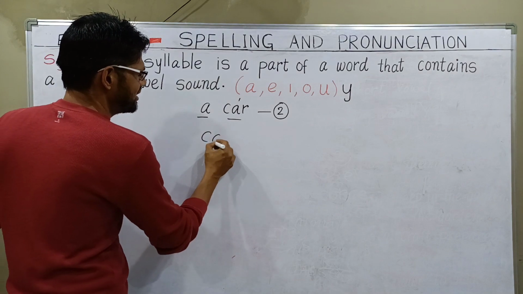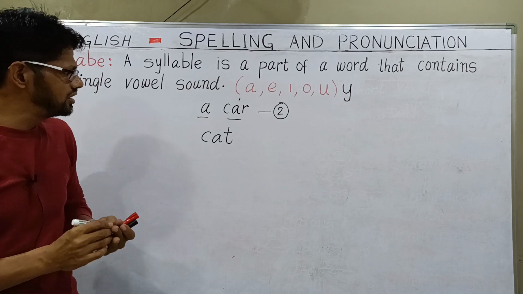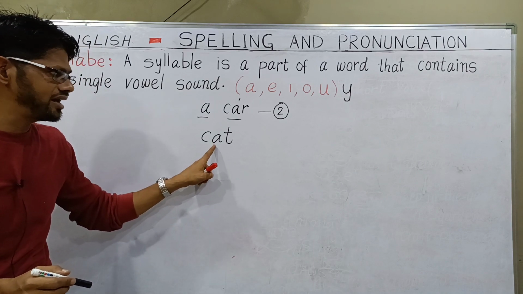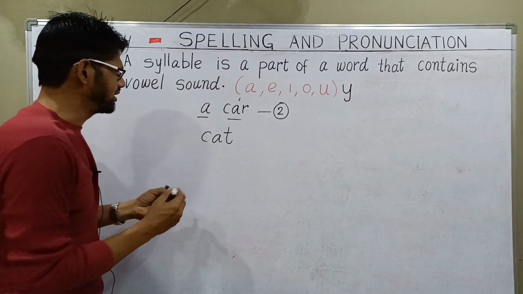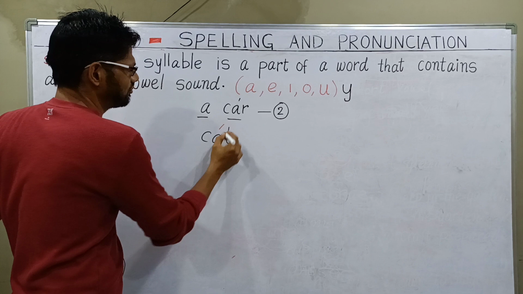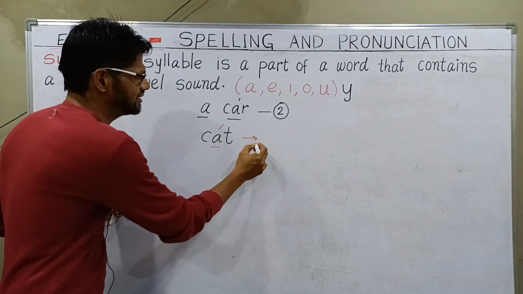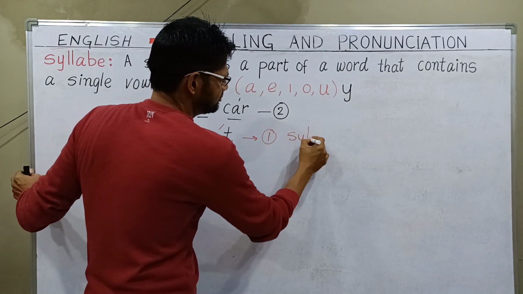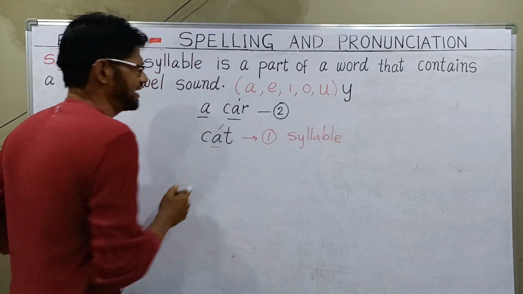If I write, for example, cat, C-A-T. So how many syllables are there? Only one syllable, because we have one beat only. Cat. One sound, one beat. So this is what we can say, cat, one syllable. We can write one syllable here in this word cat.